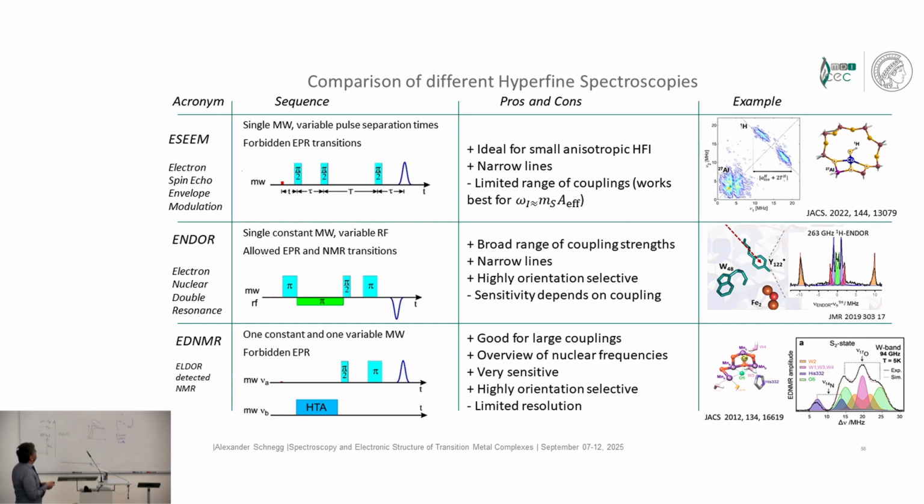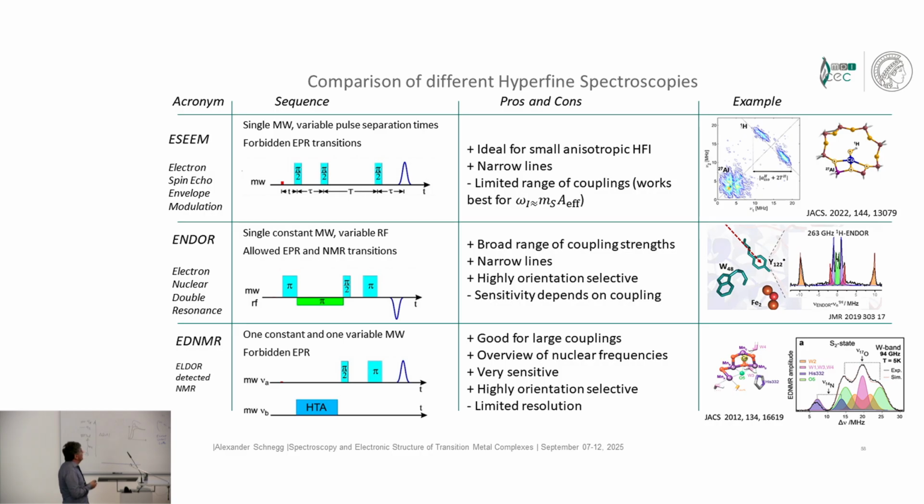I have only introduced one pulse sequence for the sake of time, which is ENDOR, electron-nuclear double resonance. This is, as I have said, a combination of microwave and radio frequency pulses. You just do an NMR and an EPR experiment combined with each other.